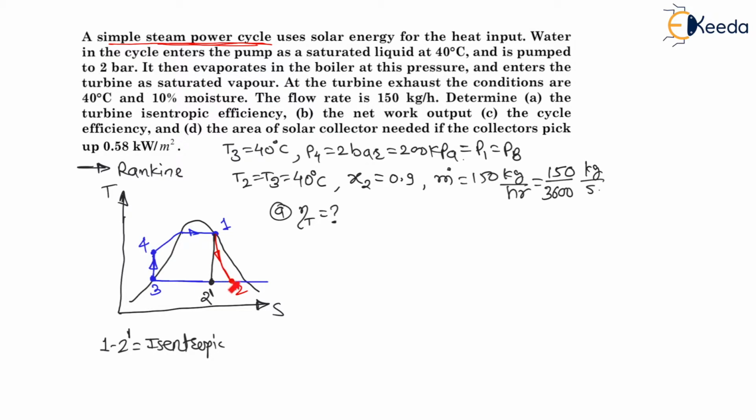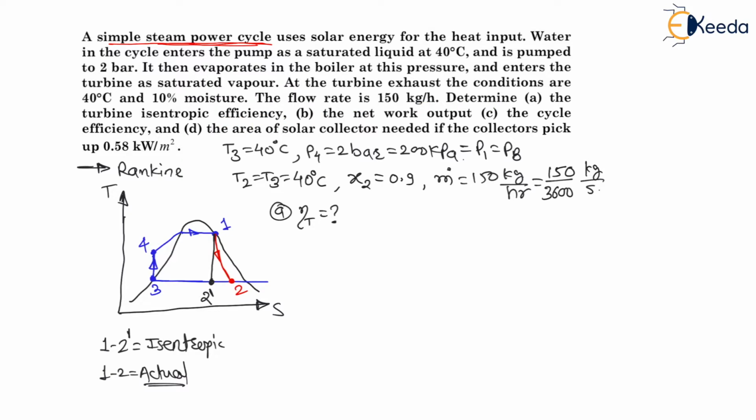Here they have given the actual turbine expansion and conditions are given at the actual turbine expansion. And 1 to 2 is the actual turbine expansion. And my dear students, they are asking here the efficiency of this 1 to 2 process only, right? So we will find later.